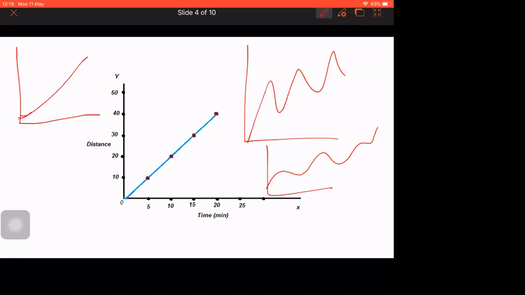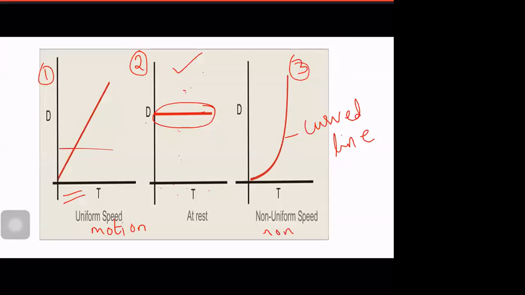If it is non-uniform motion, you might get a curved line. Yes, you might get a line like this also. It depends on the motion of the body. Very good question. I want to clear this point for you. It doesn't mean it should be like that only. Yes, it might be a curved line. Curved line doesn't mean it will be like this. It can be like this also.